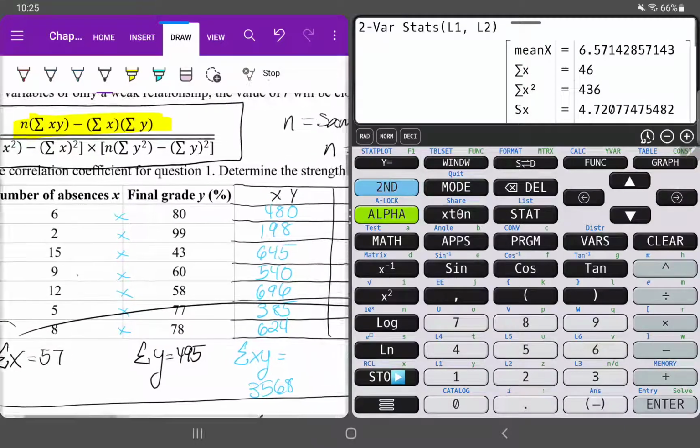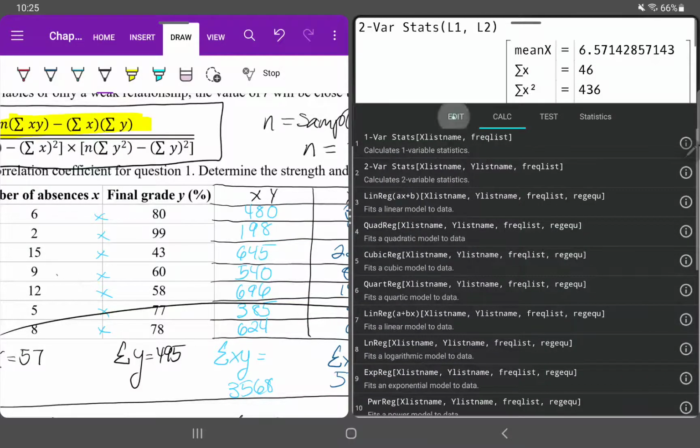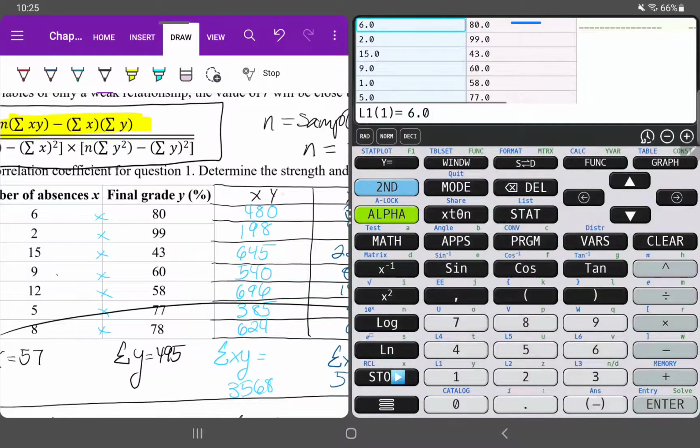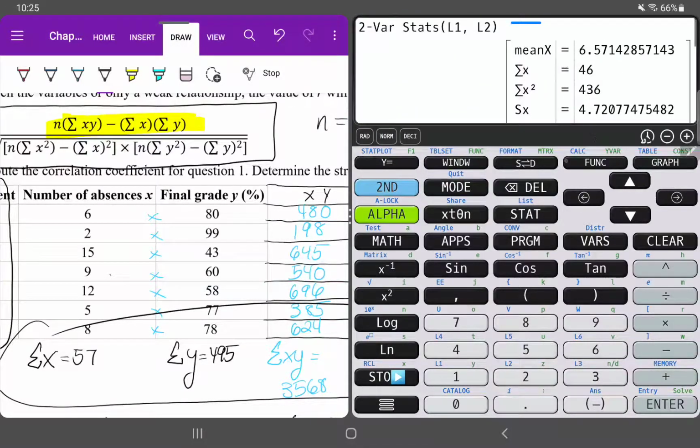So I want to see why they have 436 for this right here. Let me check something out in my data. Make sure I put everything in correctly. 9. This right here is supposed to be the number 12. I don't know why 12 didn't go in. So let's put 12 in there, hit enter. Let's redo it. So let me just quit this for a minute.